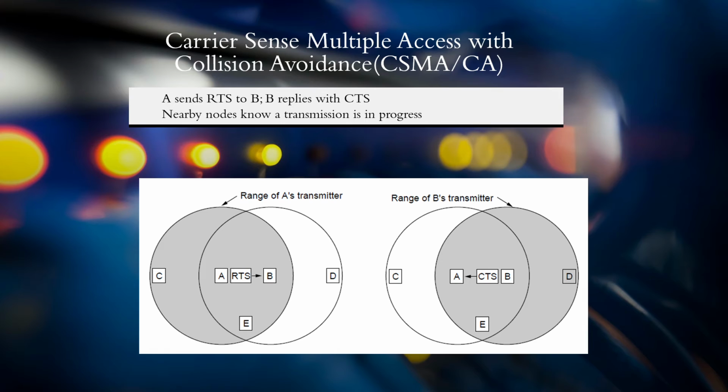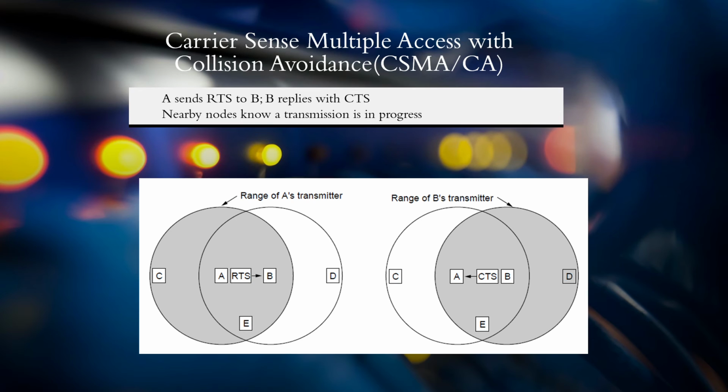To solve hidden and exposed terminal issues in wireless networks, CSMA-CA, or Carrier Sense Multiple Access Collision Avoidance, was developed. The basic idea behind it is for the sender to stimulate the receiver to send out a frame, so nearby stations can detect this transmission and avoid sending data for the duration of the upcoming data frame.